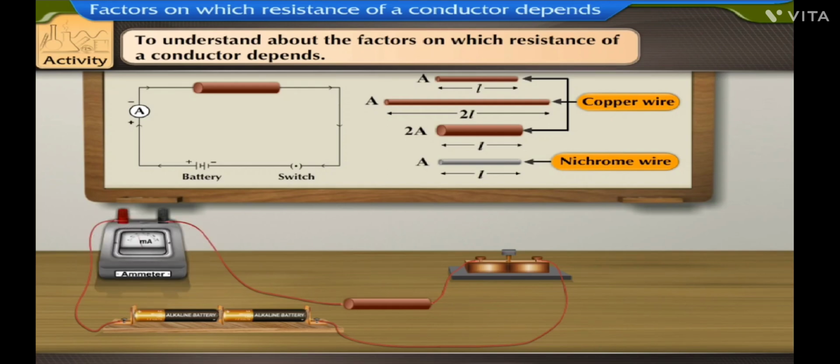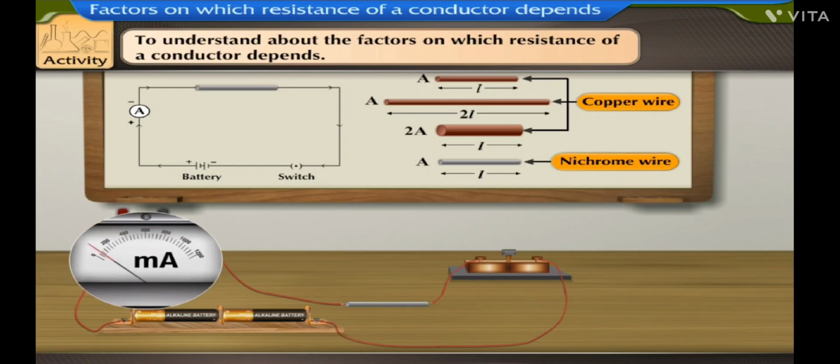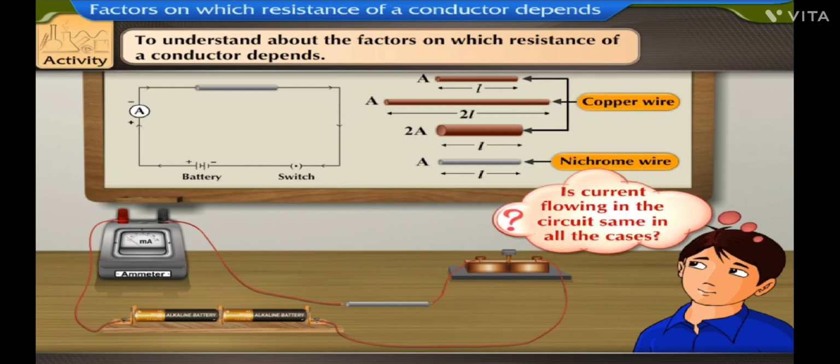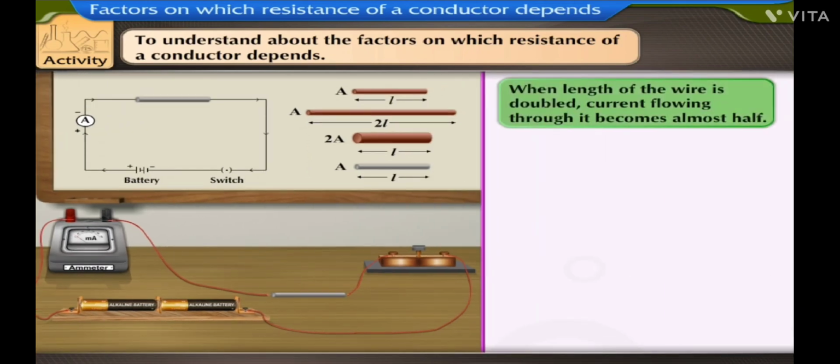Now replace the copper wire by a nichrome wire of the same length and area of cross-section as in the first case, and note down the current flowing in the circuit through the ammeter. What do you observe? Is the current flowing in the circuit the same in all the cases? No. You will observe that when the length of the wire is doubled, the current flowing through it becomes almost half.